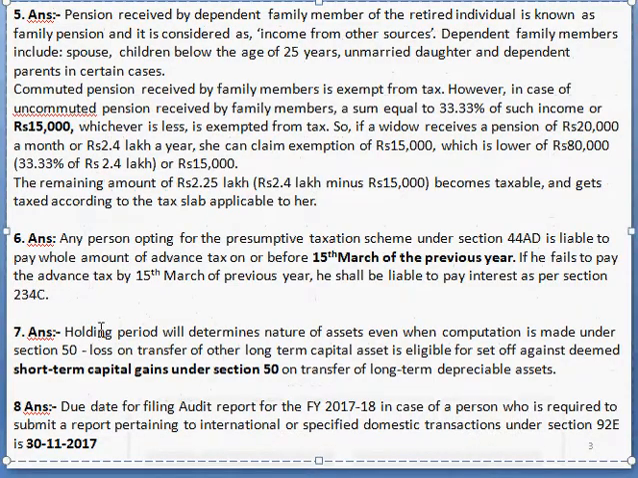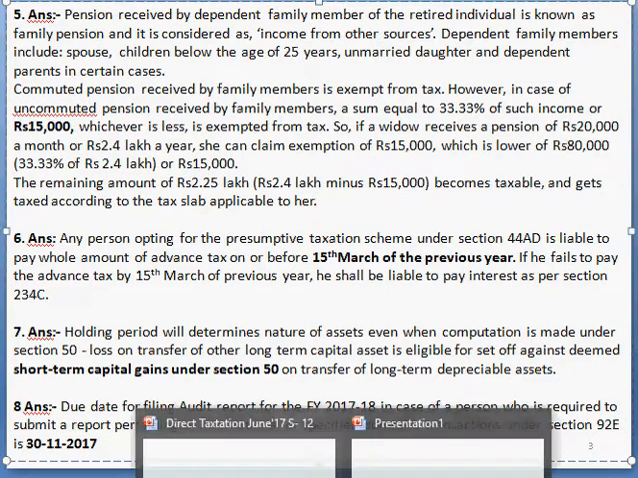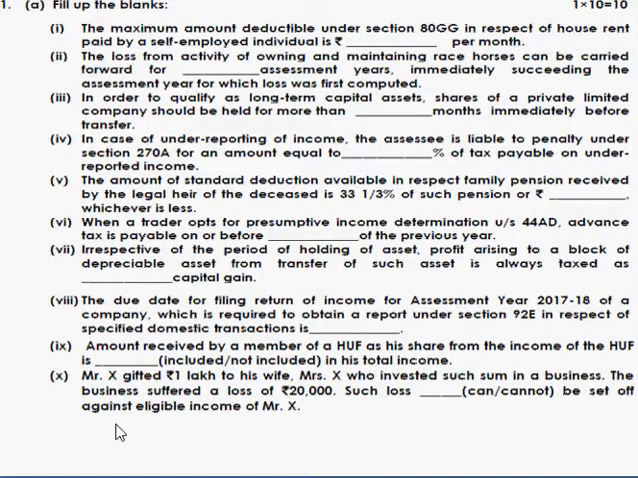Well, the period of holding will determine the nature of the asset, as we know. Even when a computation is made under section 50, loss on transfer of other long-term capital assets is eligible for set off against the deemed short-term capital gain. Even if it is a long-term holding, but it is a depreciable asset, under section 50 it will come under short-term capital gain. So the answer will be short-term capital gain. Now let's see if it is depreciable.